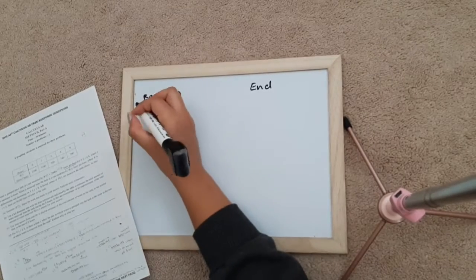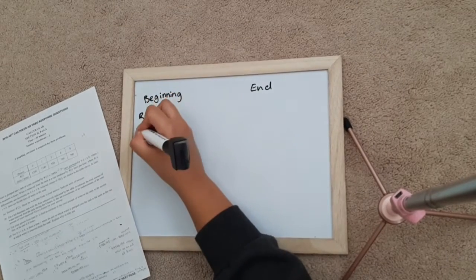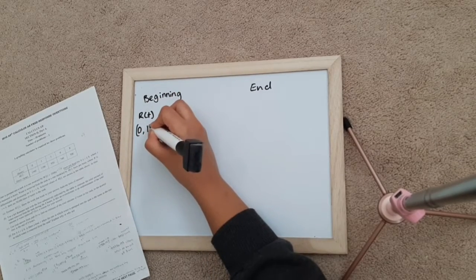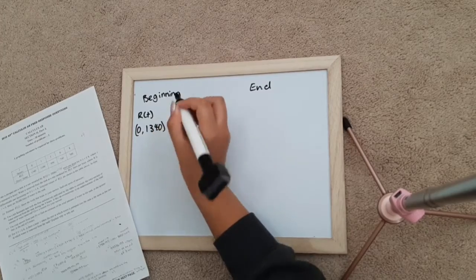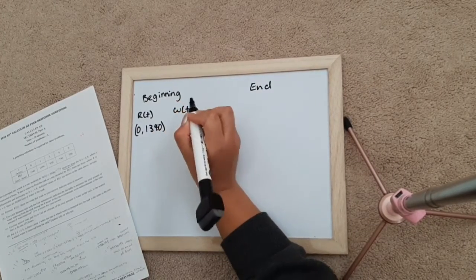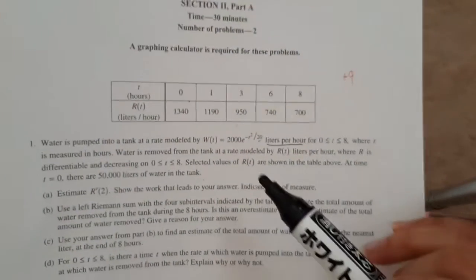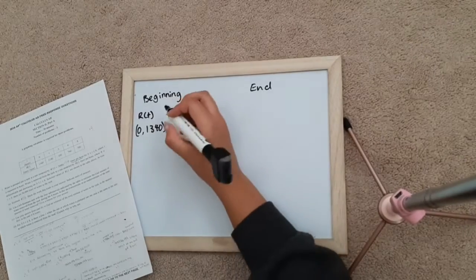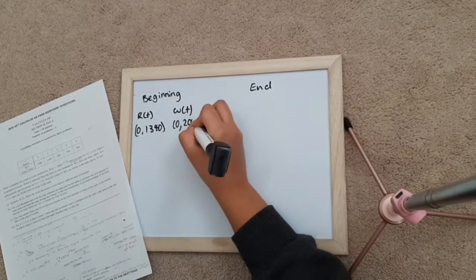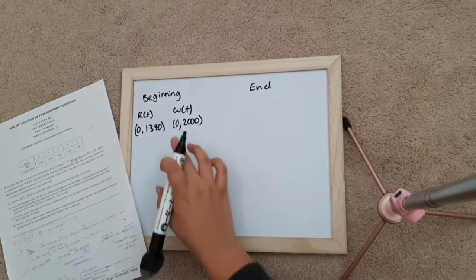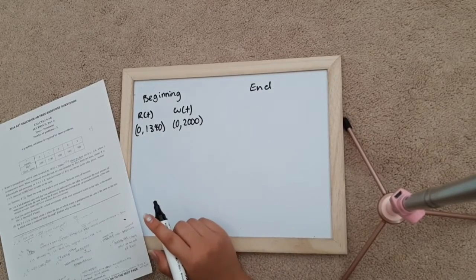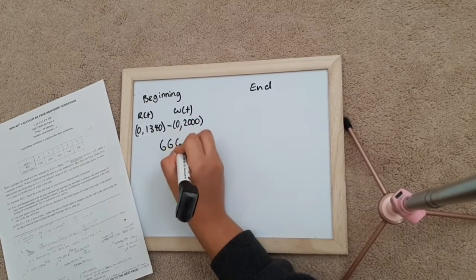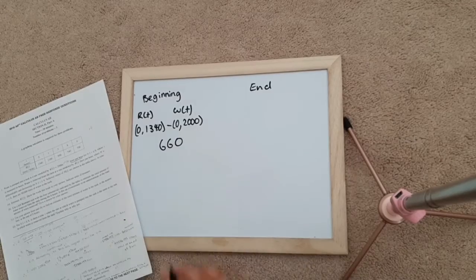So the beginning point R of t is given in the table. It is 1,340. And to find the point for W of t, you would just plug this equation into your calculator and check by the table, and you would get 2,000. So now you want to subtract these two beginning points, and you would get 660. And this is a positive number.